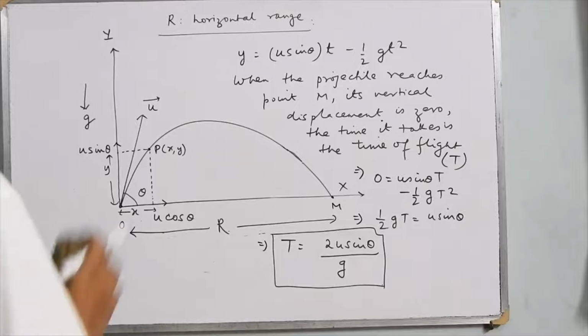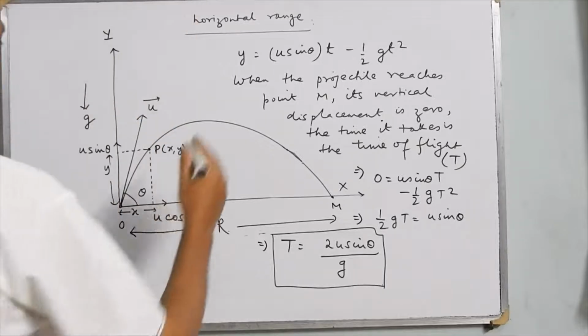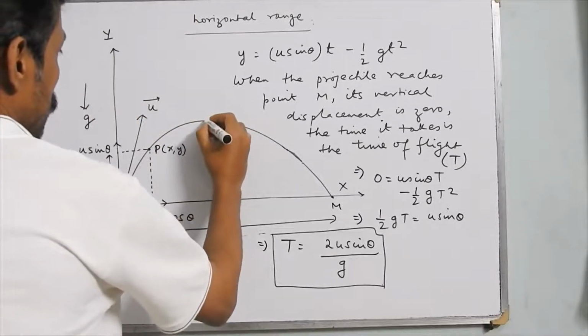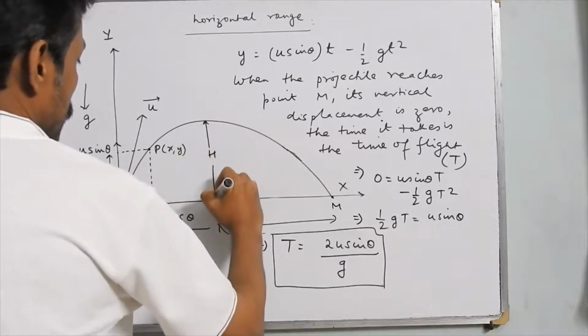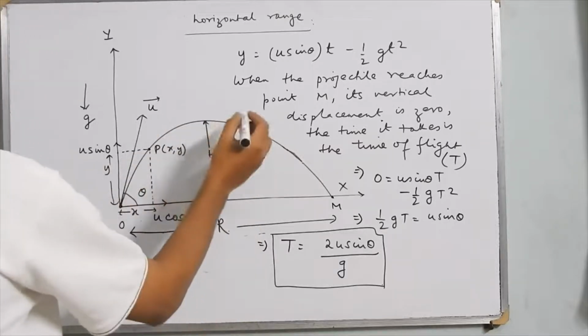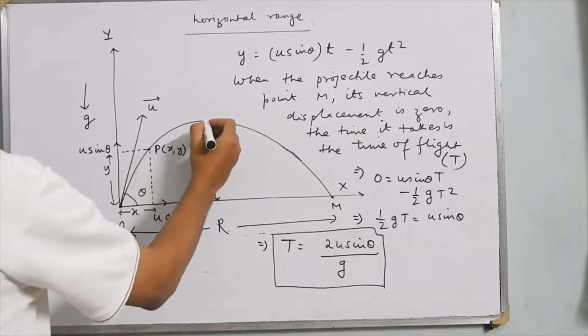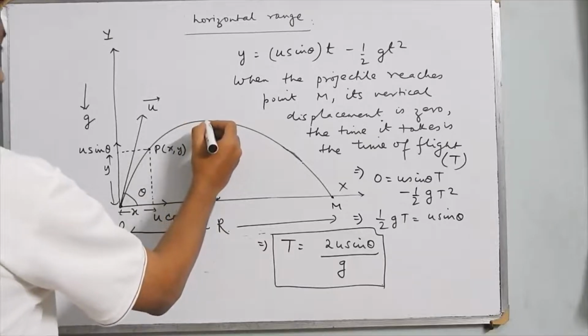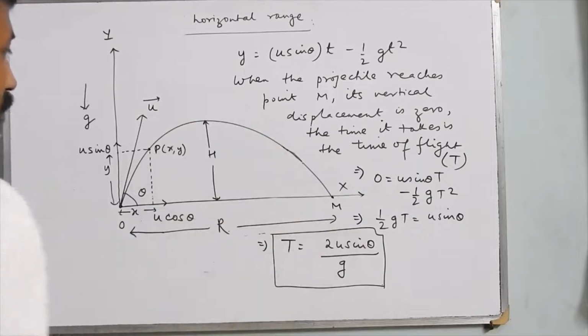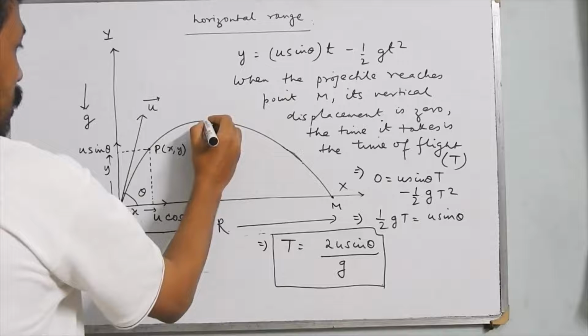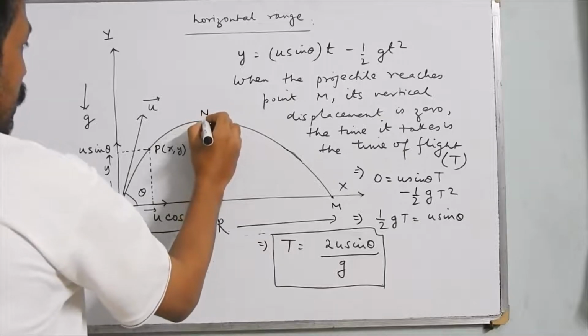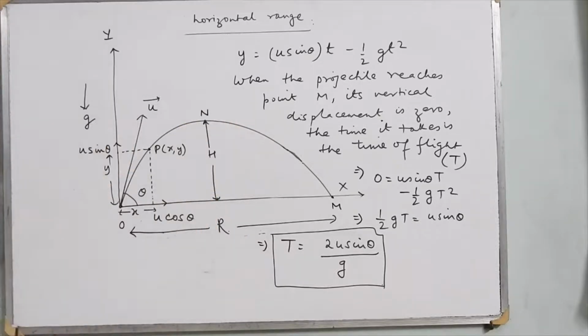So now we have to find the horizontal range and the maximum height. Suppose this maximum height is called h. Whenever the object reaches its maximum height, its vertical velocity becomes 0, because only then can it change its path and accelerate in the vertically downward direction. So when it reaches point n, the highest point of its trajectory, its vertical velocity becomes 0.